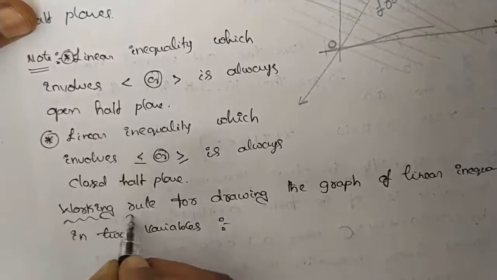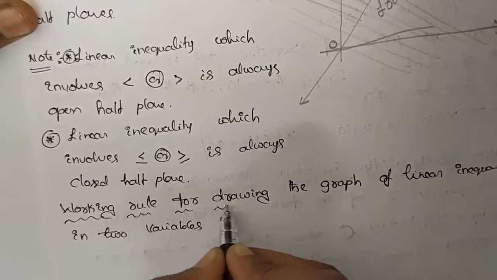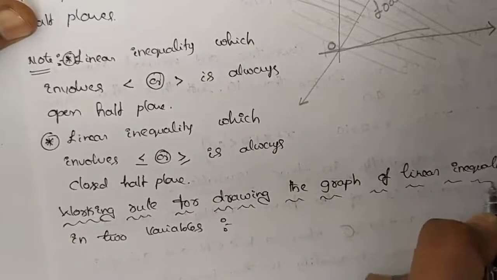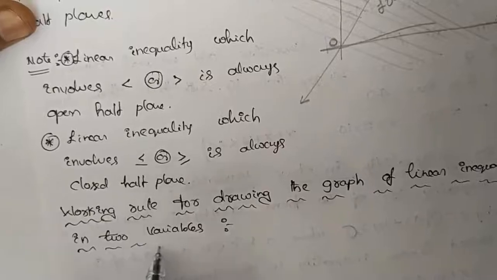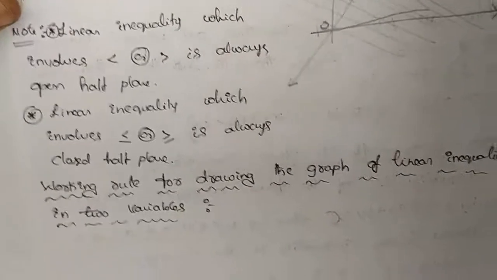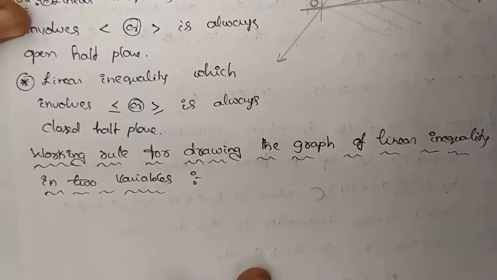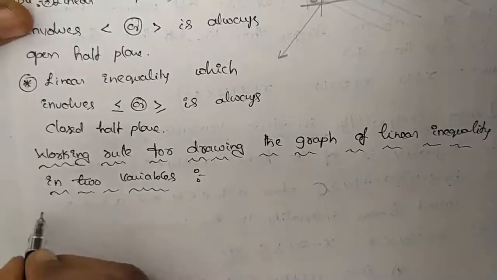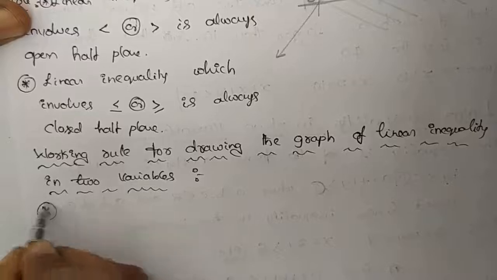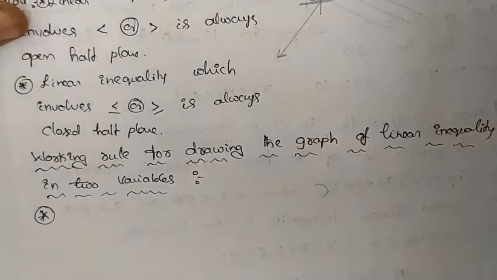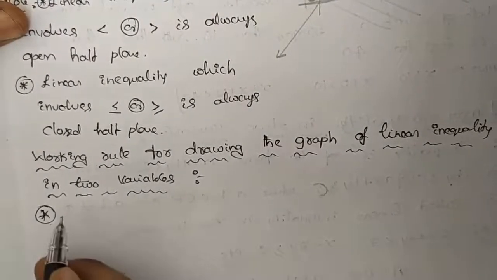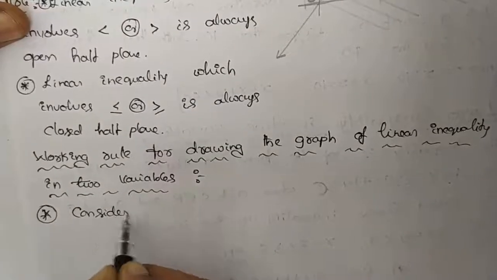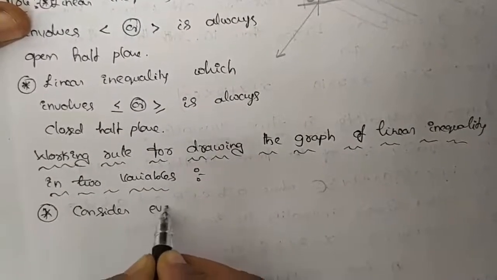Let us discuss the working rule to draw a linear inequality in two variables. This working rule is very important for drawing the graph in the upcoming problems. First step, we have to consider every inequality.